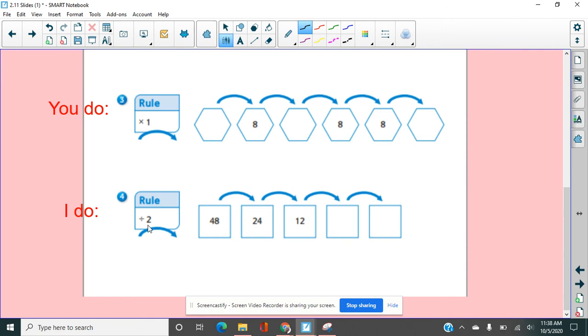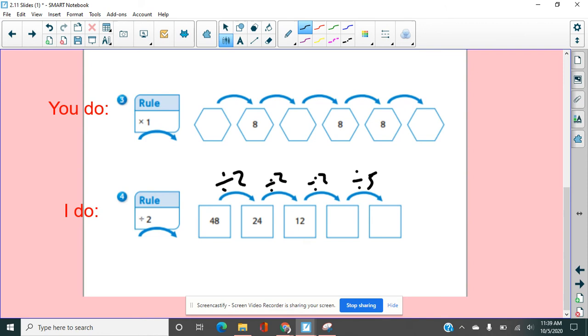So divide by 2 is the same as cutting something in half, right? If you had a cupcake and your sister wanted some and your mom says, split that in half, what did you do? Well, you created 2 equal pieces. And that's what we're doing here. So we're going to label the arrows with our rule. Divided by 2, divided by 2, divided by 2, divided by 2.